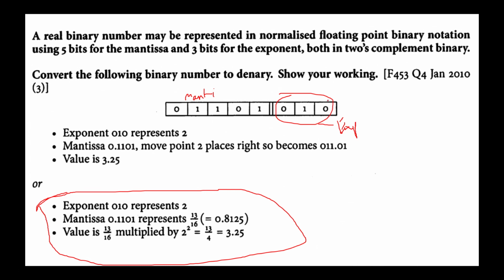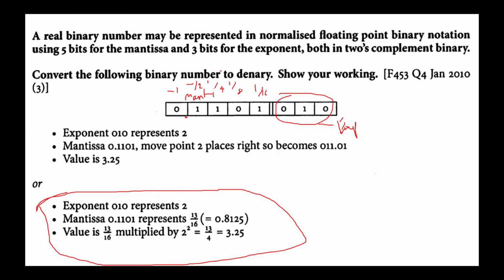So exponent 0.1, yeah, I get that, represents 2. Mantissa needs to be that, so the dot needs to be there. Then it's going to be -1, a half, quarter, eighth, and then 16th. And just add all those together, so 1/2, 1/4 plus 1/16, which gives you 13/16. Then multiply by 2.